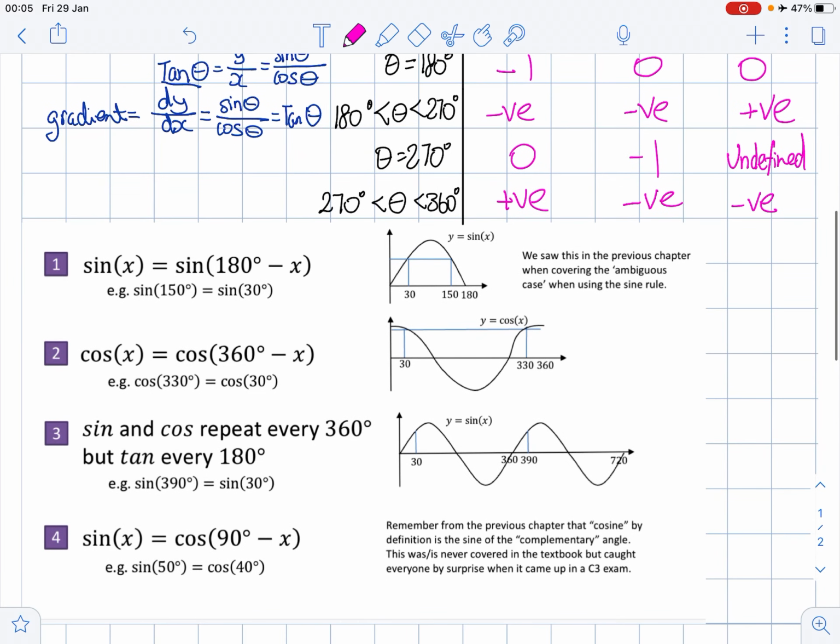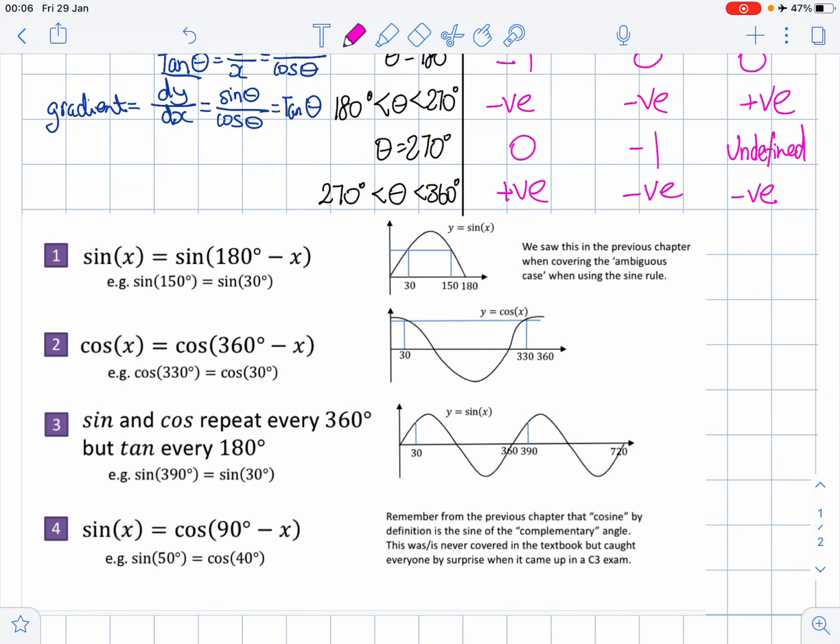Next, to find the individual values a bit faster, for example, we know sin x is the same as sin(180 minus x). Here is a sketch of the sin graph. So we have sin 30 is the same as sin 150. Again, here is a sketch of the cos graph. So for cos x, for example, cos 30 is the same as cos 330, because it repeats every 360 degrees.